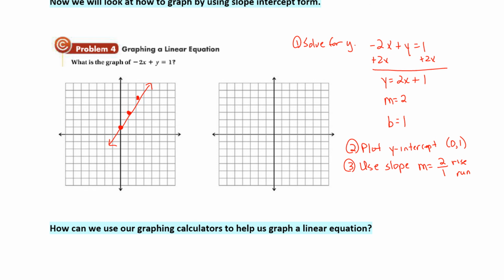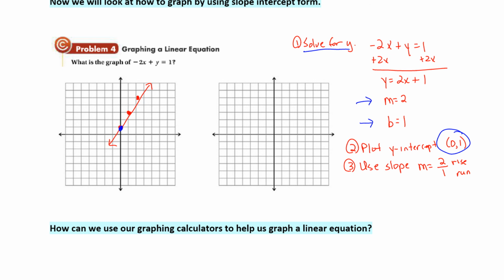Okay, graphing a linear equation. When you graph a linear equation, first you want to solve for y. So if I solve my equation for y, I add the 2x to both sides, and I get y equals 2x plus 1, which then gives me a slope of 2 and a y-intercept of 1. Secondly, I'm going to plot the y-intercept. In this case, it's the point (0, 1), which we plotted here on our graph.